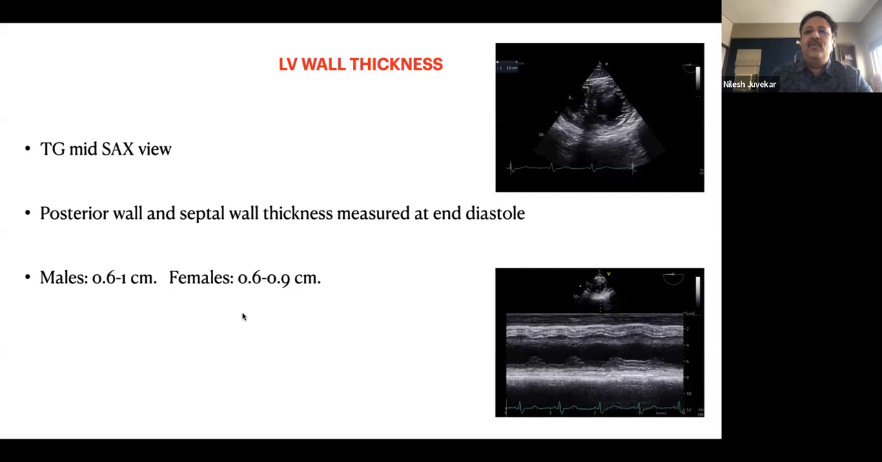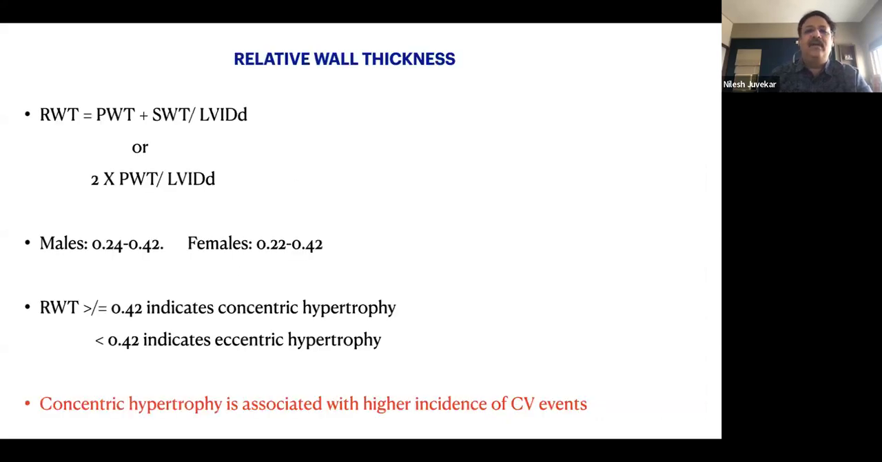Now we need this LV wall thickness to calculate the relative wall thickness, which is measured by summing the posterior wall thickness and the septal wall thickness and dividing it by the LVIDD. If the septal wall thickness is not obtained, we can double the posterior wall thickness and divide it by the LVIDD. The normal values are between 0.22 and 0.42. So the cutoff is 0.42.